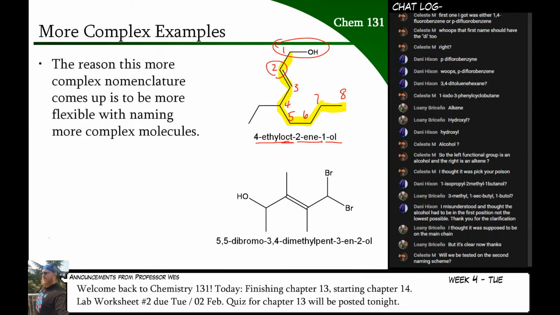Same thing here. So here's our carbon chain. So this one is a pentane. So 1, 2, 3, 4, 5. That would be our longest chain. I want the alcohols or alkenes to have the lowest possible number. So this becomes 2. Sorry, because this has to be 1. And then I would name it as appropriate. So this would be 2-ol. Here's my 3-ene. And then 5,5-dibromo.